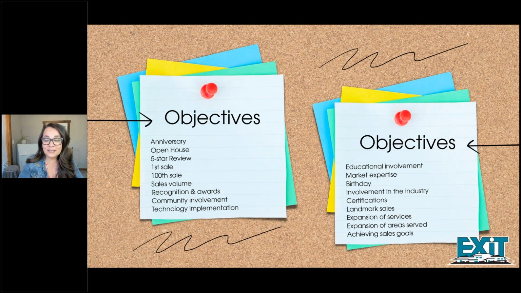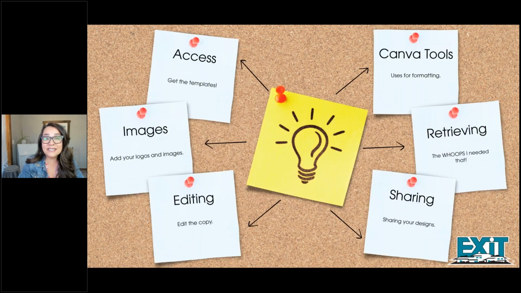Expansion of services or expansion of areas served. There's so many reasons. If you look at what you're currently doing in your business, I would bet you could probably come up with several more objectives that you've been wanting to really bring to life, and now you're going to be able to do that. There's 6 things that we're going to cover today.